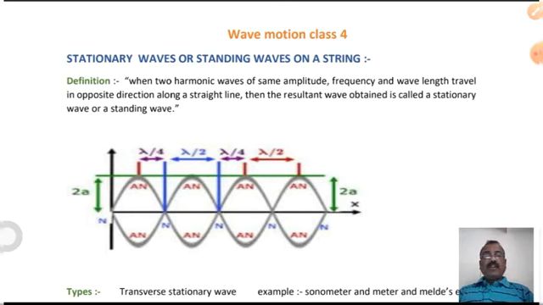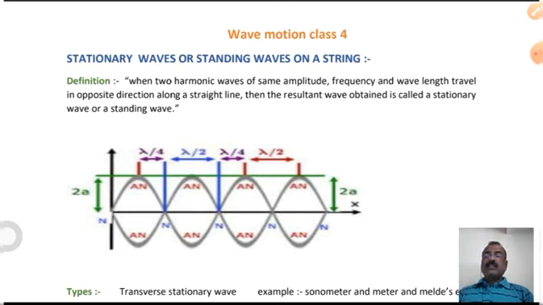In the fourth video class, I want to deal with the stationary waves or standing waves on a string. In the last class, we studied two types of waves. As you all know, one is known as progressive wave, the other one is known as stationary wave. In the last class, we gave the difference between stationary wave and progressive wave.